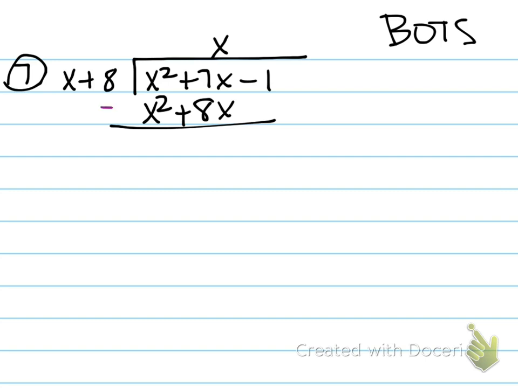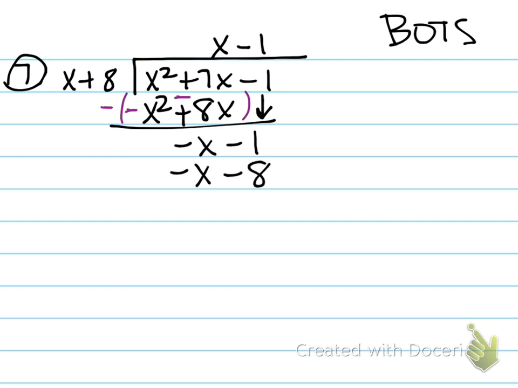Now I am subtracting these whole things. So this is going to become a minus, and this is going to become a minus. So I'm going to get negative x minus 1 here. I brought down that minus 1 from right here. And then I ask myself, what do I need to multiply x by to get negative x? And that would be negative 1. So we get negative x minus 8.